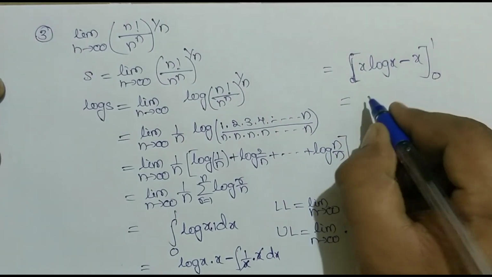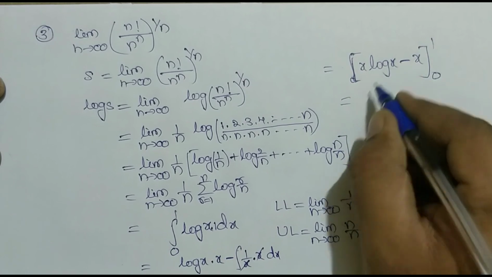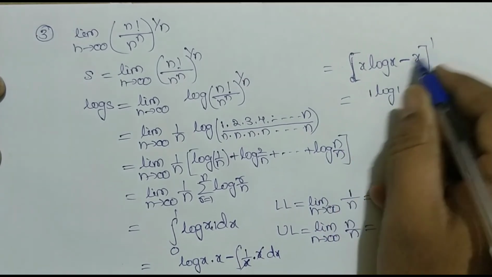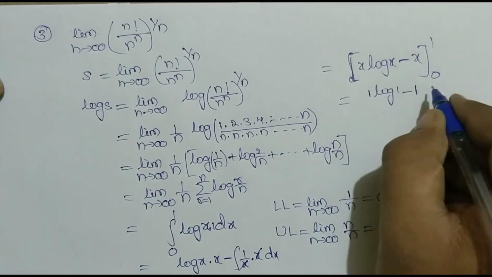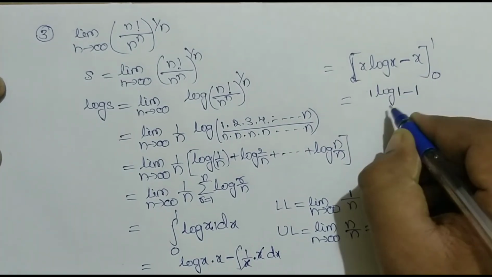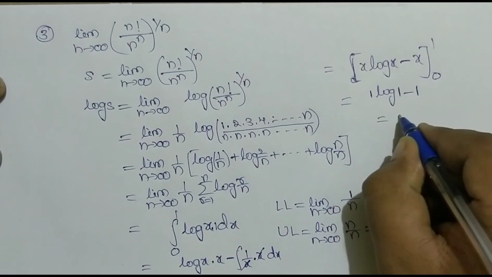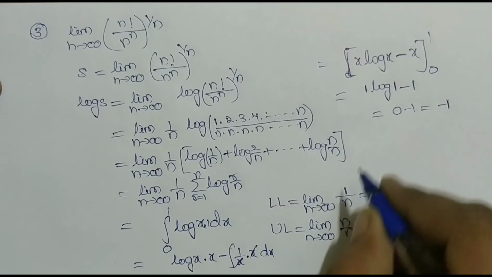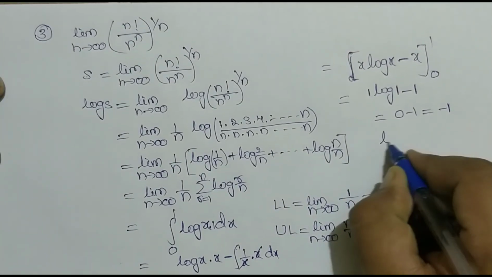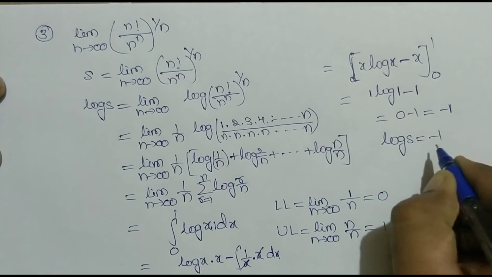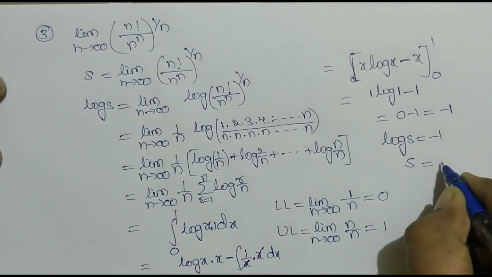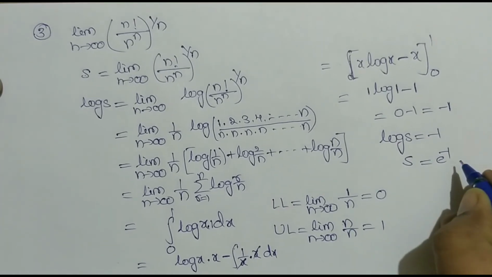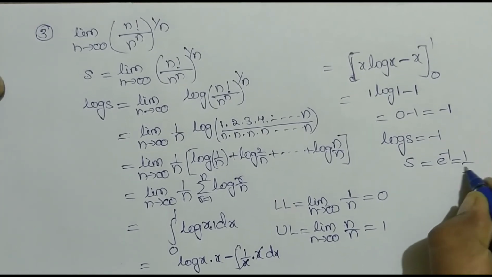Substitute 1, you will get 1 log 1. Log 1 is 0, minus 1. If you substitute 0, you will get 0. So this is 0 minus 1. The answer is minus 1. But what we have assumed, log s is equal to minus 1. So s is equal to e power minus 1. So the answer is e power minus 1 or 1 upon e.